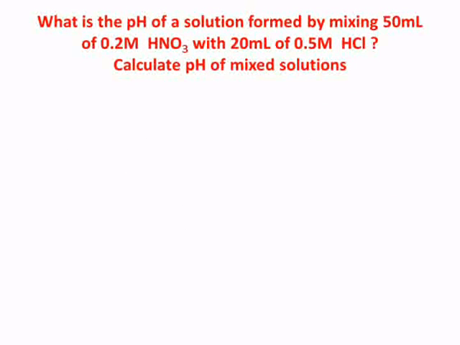Let's have a look at another type of problem. In this case, we've got nitric acid being mixed together with hydrochloric acid, and we want to find the pH of the mixed solution. Now remember, we've got two different substances being mixed together here. We're not just adding water. Both of them are monoprotic acids, so they're both going to contribute to the pH. So that means we're going to have to find out how many hydrogen ions are coming from each one.